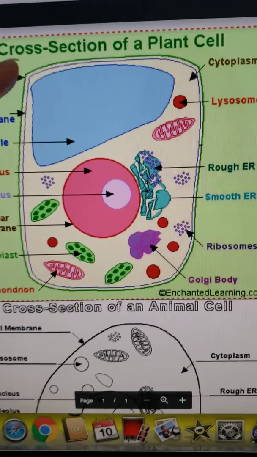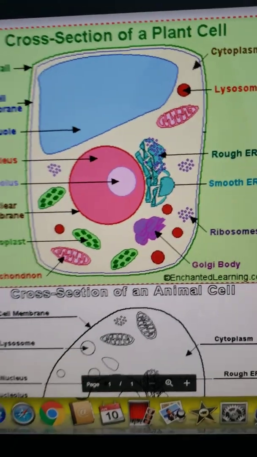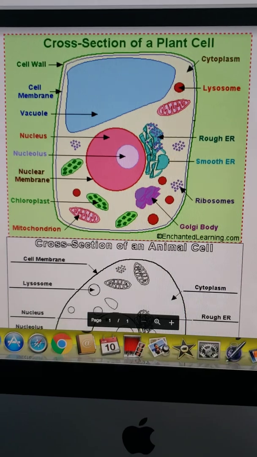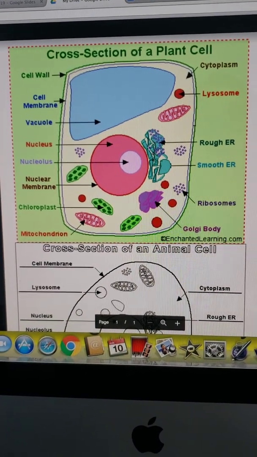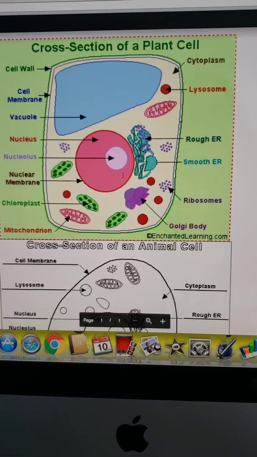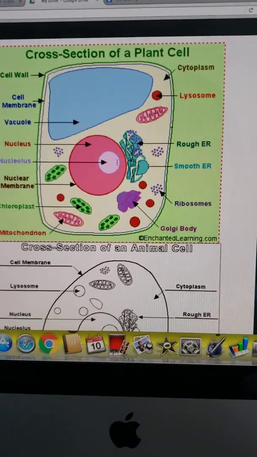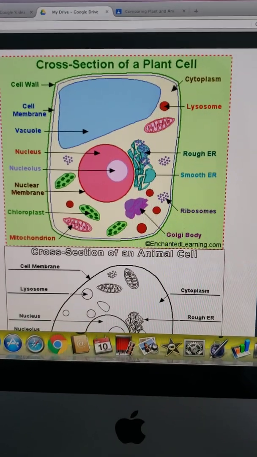Then you have that blue line going around. That is your cell membrane. Both plant and animal cells have them. It's the gate of the cell controlling what goes in and out of the cell. There's our nucleus, and you can see that it's near the center of the cell. There's our control center. There's also something called the nucleolus, which we didn't learn about.